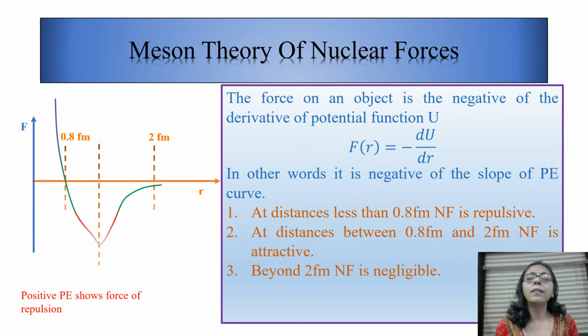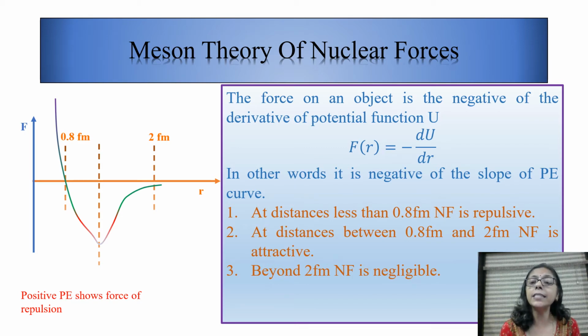Now, this is just a potential energy graph which you have been drawing since your undergraduate classes. What does it suggest? That F(r) is equal to minus dU by dr. Yes, I know you know this formula so well. That means it is the negative of the slope of the potential energy curve. What do you see over here?